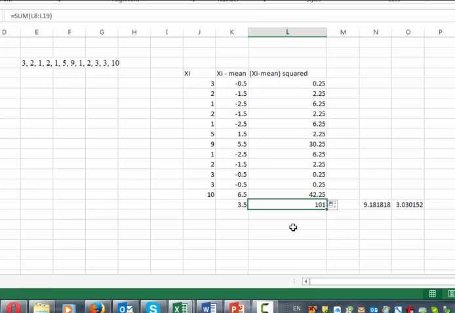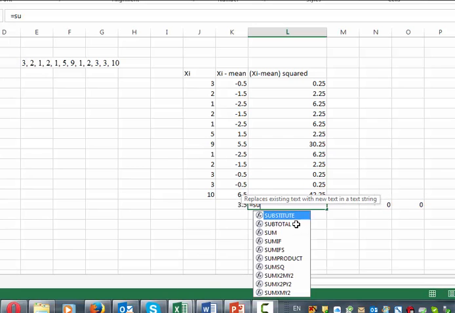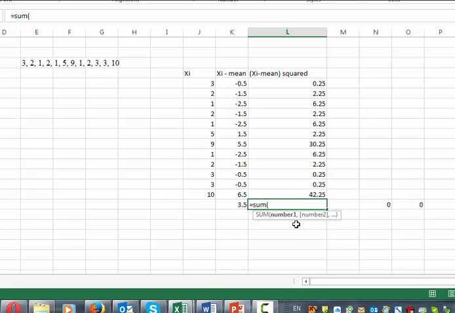That's squared. Let me delete that and redo that. Okay? So this is xi minus mu squared. Right? And then we know by the definition of standard deviation, we need to add them up. So we can add them up with equals sum, parentheses, we will include all this in the parentheses. Then it gives you the sum, 110.